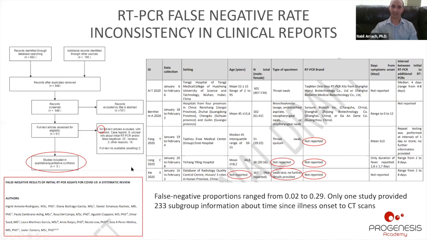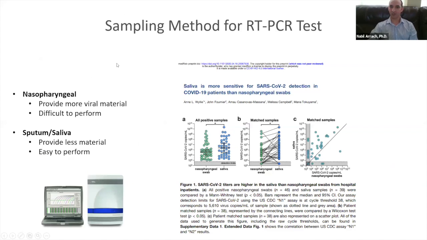Okay, going next, what specimen to collect? For now, we have seen labs starting with oropharyngeal and nasopharyngeal. Now we are starting to see saliva and sputum. This study just shows you that saliva is as good as nasopharyngeal. In our lab, we have started to receive saliva samples, and we are in the process of evaluating that and comparing it to nasopharyngeal.